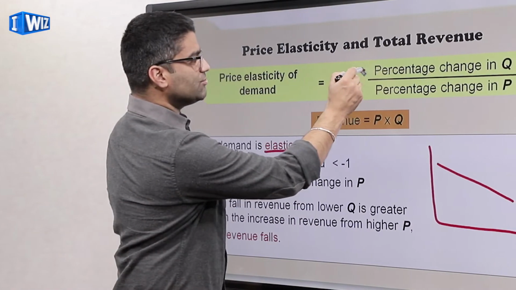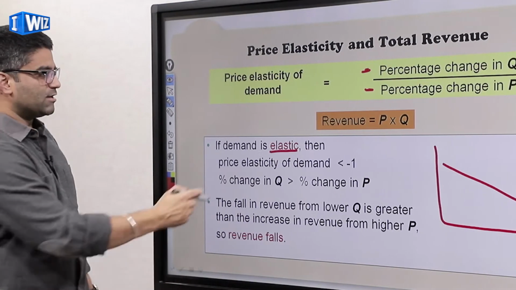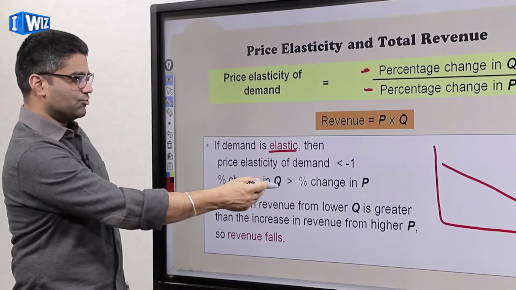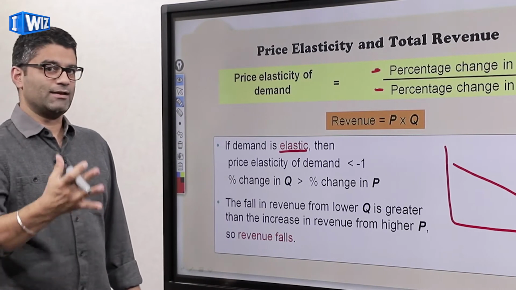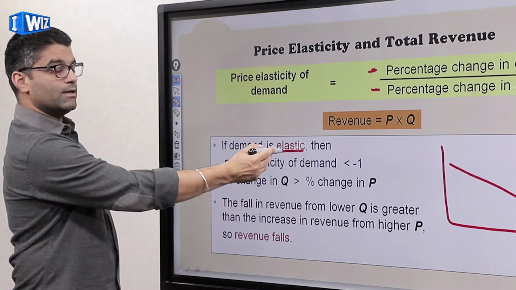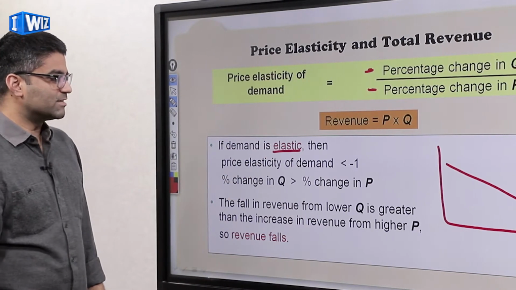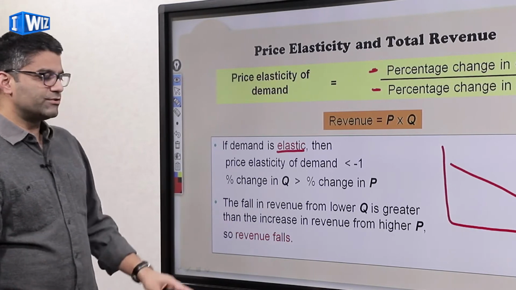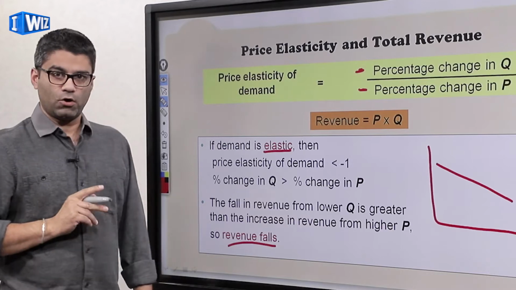So the percent change in quantity is going to be larger than the percent change in price if the demand curve is elastic. And again, you should remember that the elasticity number should be less than -1. So -1.5, -10, or anything that's less than -1 for it to be elastic. So the fall in revenue from lower quantity is greater than the increase in revenue from higher price. And therefore, your revenue will fall.